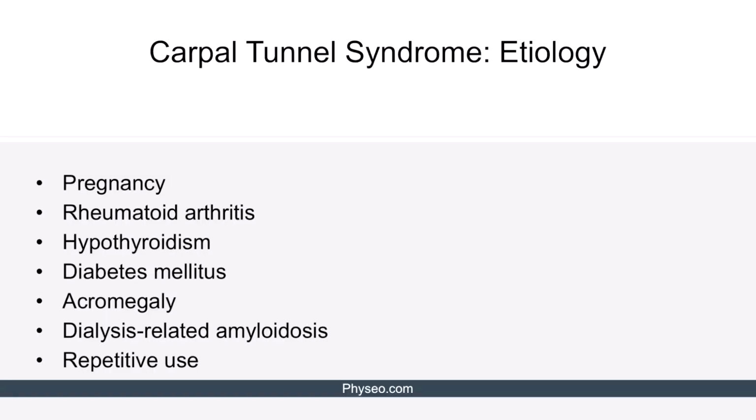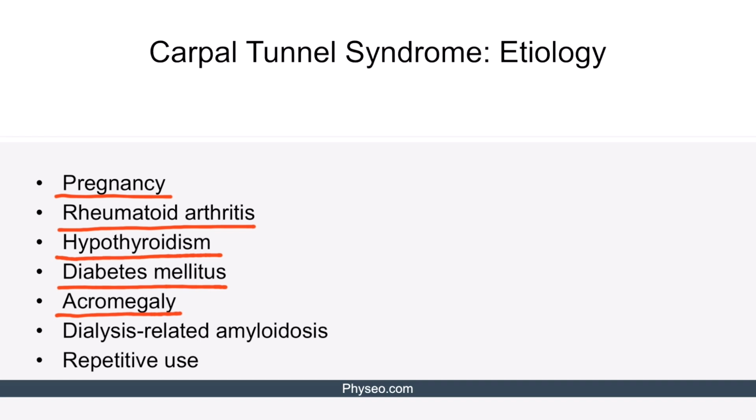There are multiple different etiologies of carpal tunnel syndrome. Pregnancy can induce it due to edema in the enclosed space. Rheumatoid arthritis results in pannus formation, which can compress the median nerve. Hypothyroidism can cause deposition of glycosaminoglycans, which also compress the median nerve. Diabetic neuropathy can directly damage the median nerve due to oxidative stress and demyelination.